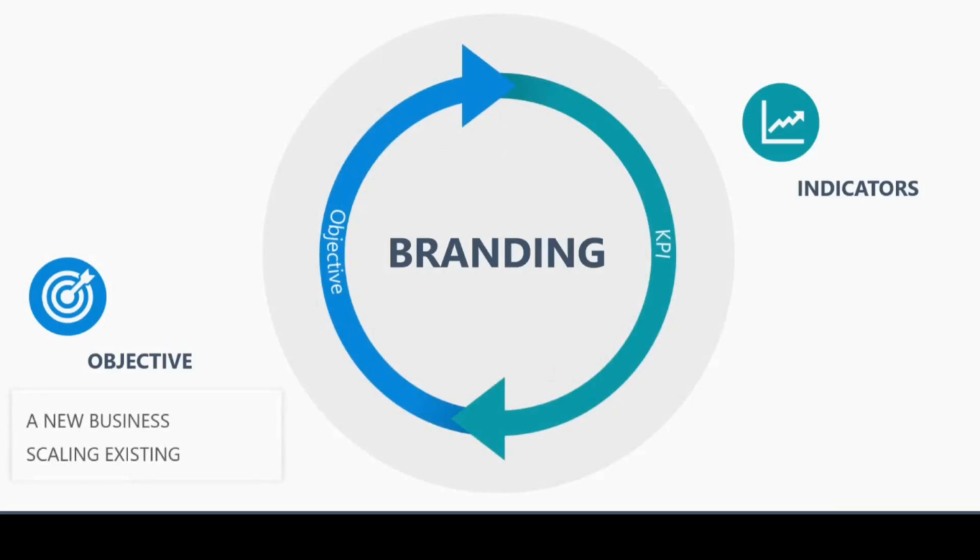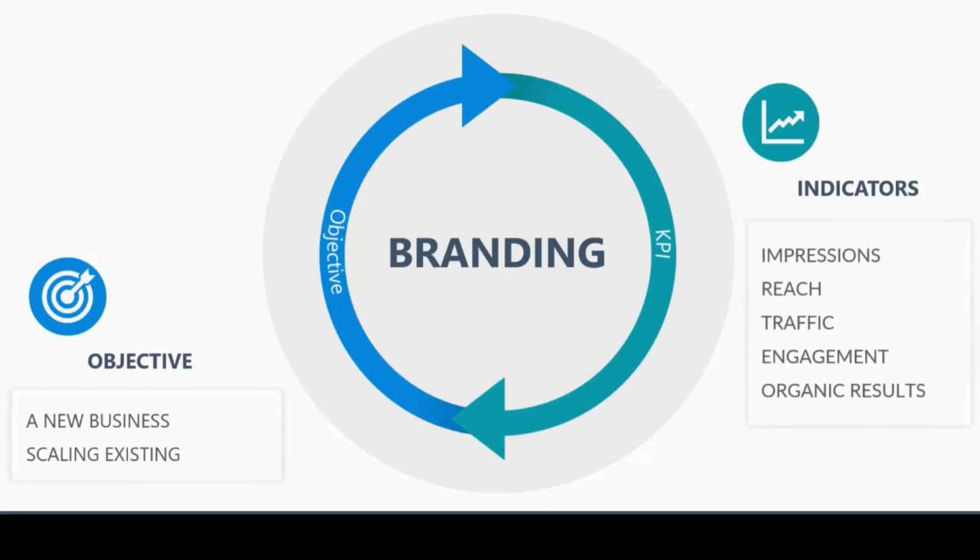Either a new business that's starting, that wants to build up a brand, or scaling an existing brand. Indicators of this objective would be impressions, so the number of times someone viewed an ad, reach, the number of people you've targeted or reached, traffic is the visits on your site, engagement, that would differ depending on where it is. If it's social, it would be, let's say, likes or comments or shares. If it's newsletters or emails, it would be open rates and link clicks. So it does depend. And then organic results, and that is referring to people actually searching your brand name.